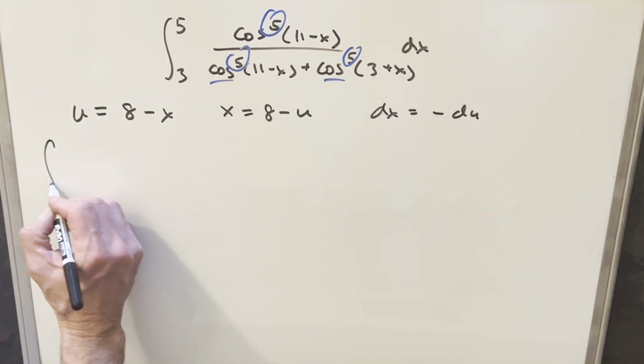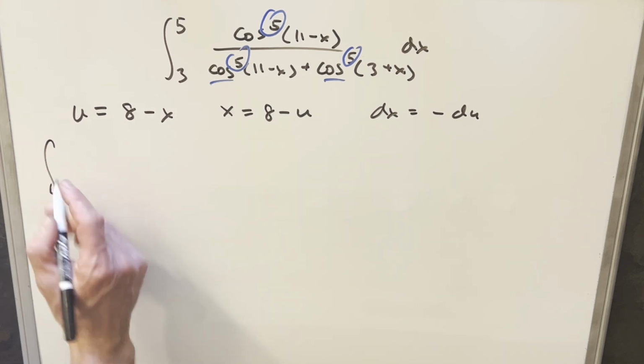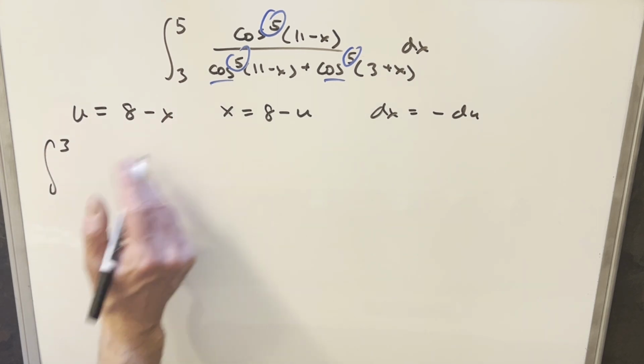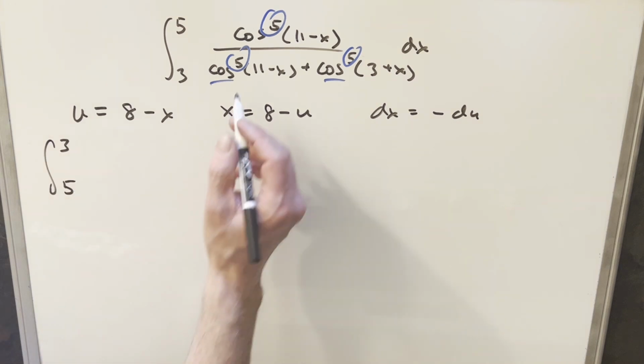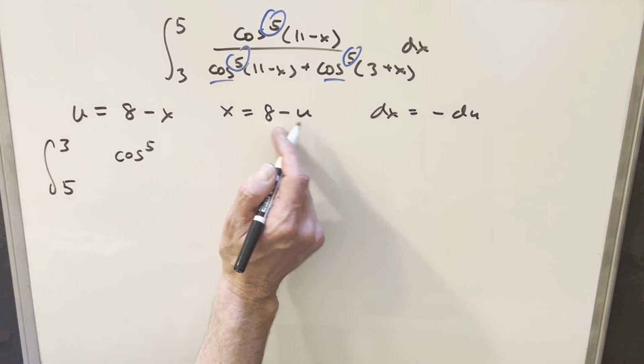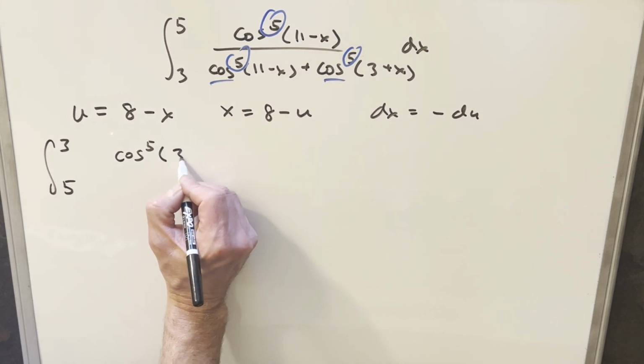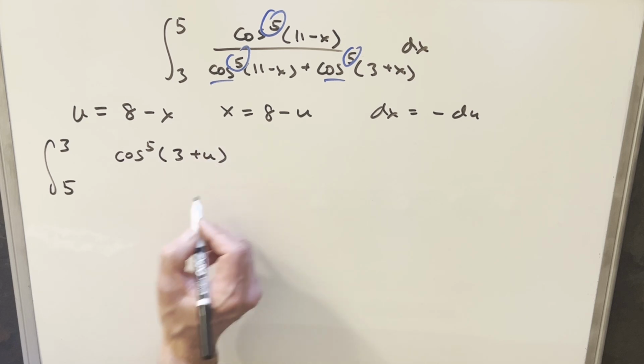So now we'll just go ahead and update our bounds. Plugging 5 in here, we have 3. Plug 3 in here, and we have 5. Then on this numerator, we're still going to have cosine to the fifth. Now we need to take 8 minus u and plug it in here carefully. This is going to give me 3 plus u.